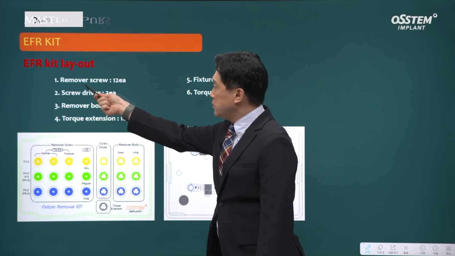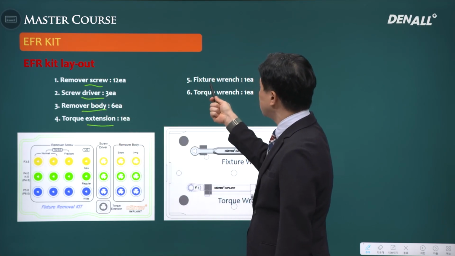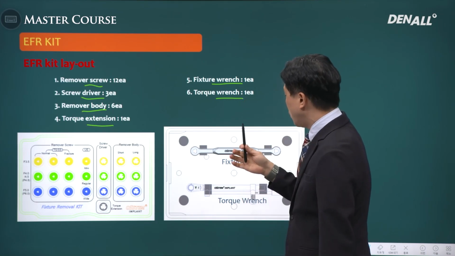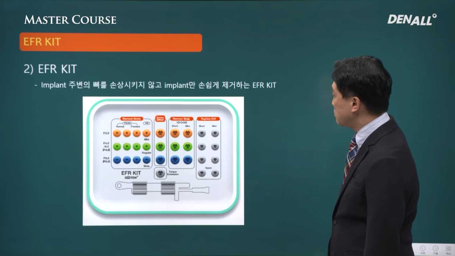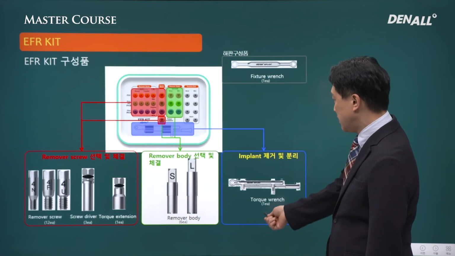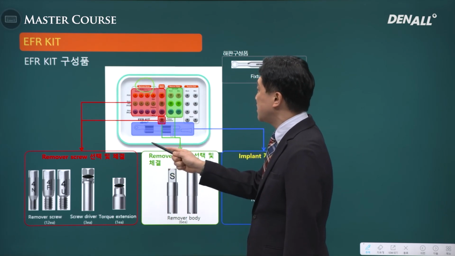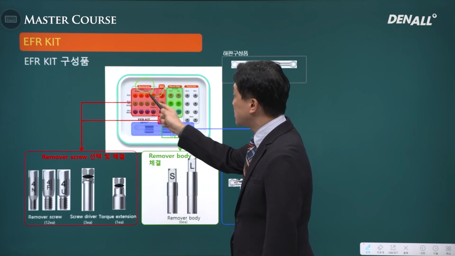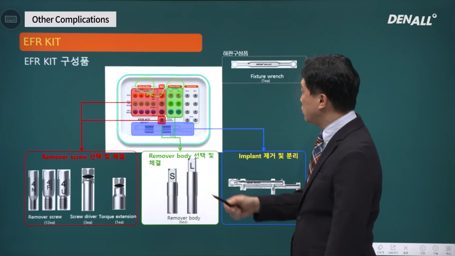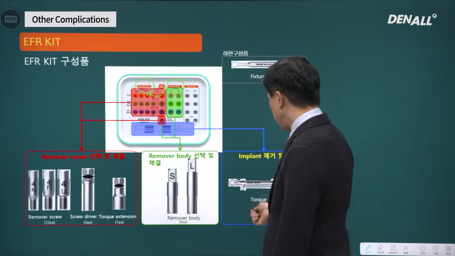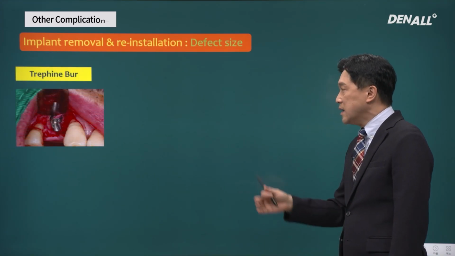The composition is: remover screw, screwdriver, remover body, torque extension, implant wrench, and torque wrench. The remover screw is connected to the implant and the screwdriver is used here. The remover body is used in the counterclockwise direction and torque is applied. And you remove the implant in the counterclockwise direction.